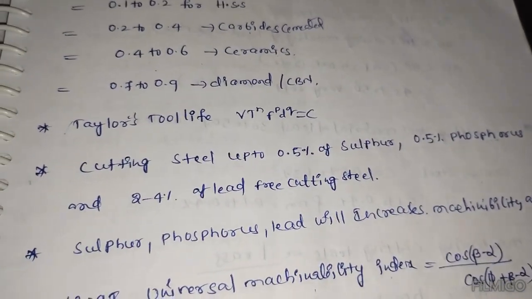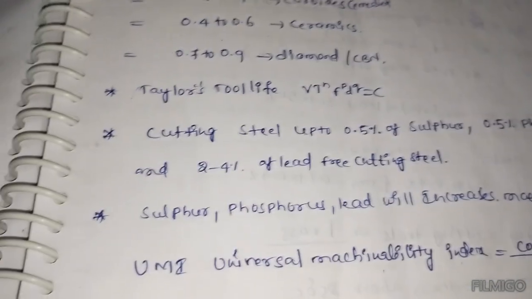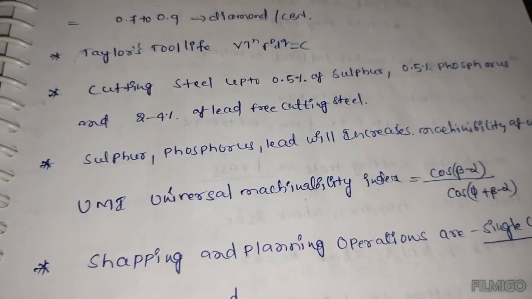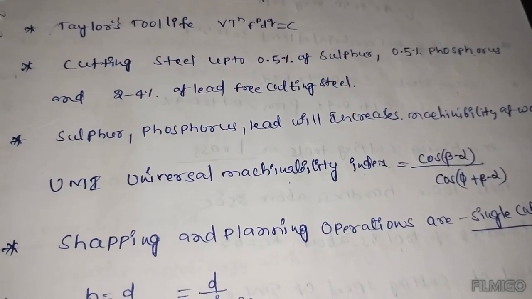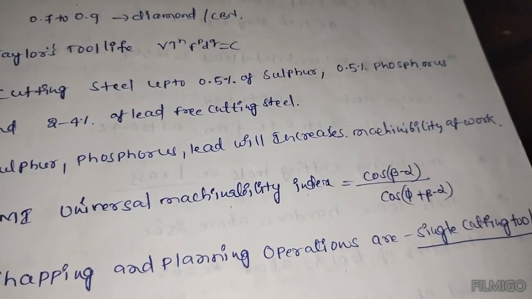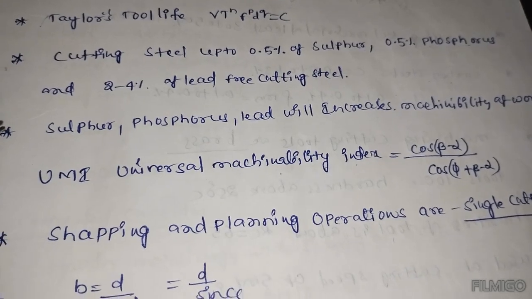Free cutting steel contains up to 0.5% sulfur, 0.5% phosphorus, and 2 to 4% lead. Sulfur, phosphorus, and lead increase machinability. Machinability index (UMI, universal machining index) is cos(beta minus alpha) divided by cos alpha times cos(beta minus alpha).